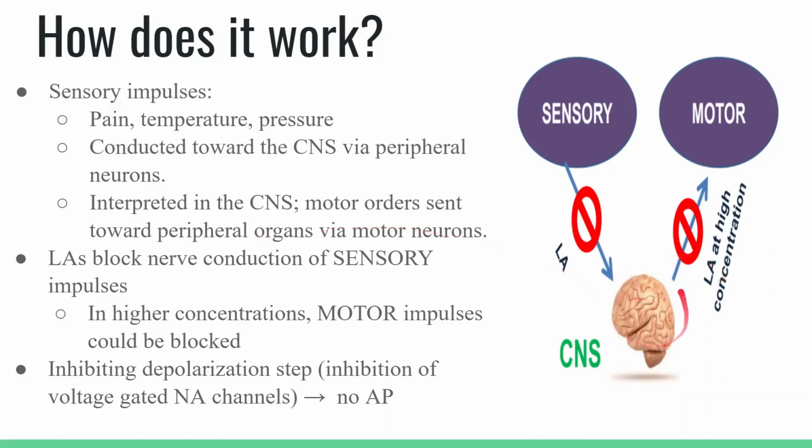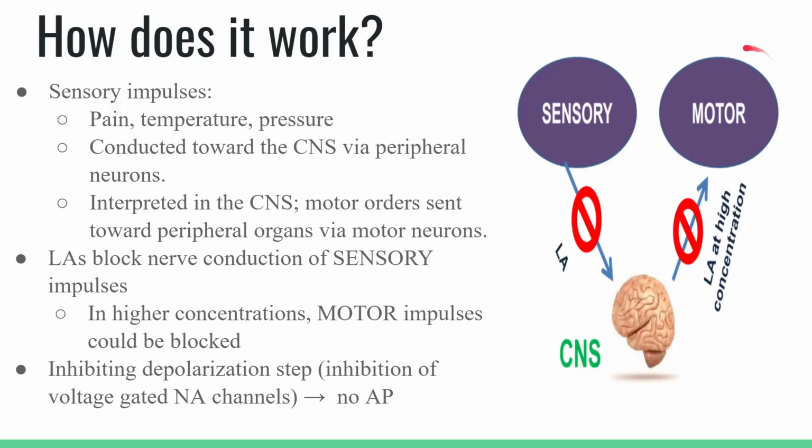So here we have the motor orders being sent via these motor neurons into the different organs. And yeah, these are called motor neurons. Now, local anesthetics and the way that they work is they block nerve conduction of sensory impulses. We want to affect this part of the sensory cycle. We don't want to affect this part.